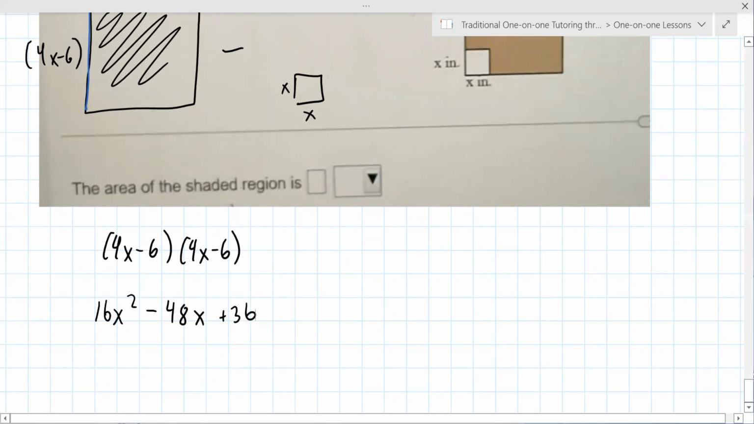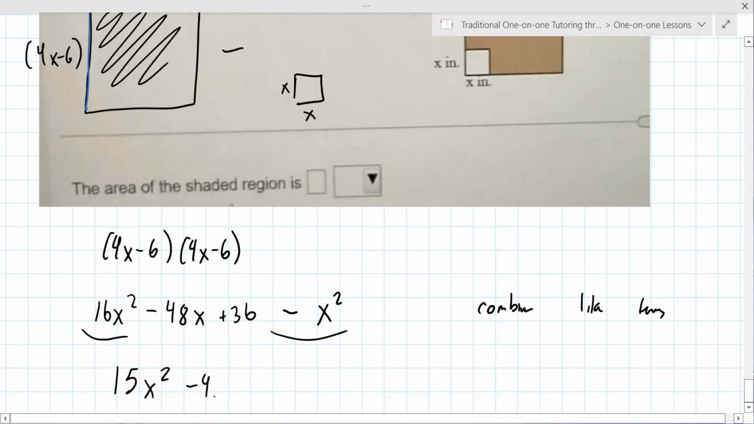I'm just going through this a little fast just to make sure you get something down here for this. But then you have to subtract out the area of the little one. The area of the little one is x squared. So this is where you have to combine like terms. So 16x squared minus x squared becomes 15x squared minus 48x plus 36. And then the units, inches times inches is inches squared.